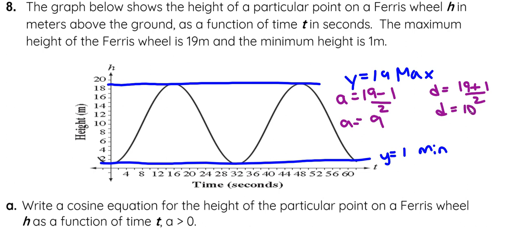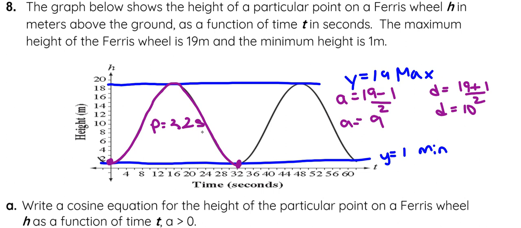Okay, let's look at my B value. B is not the period, but it's related to the period. So let's look at how long it takes to go through one cycle. I get on at the bottom of the Ferris wheel, and I go up to the very top, and I come back down to the bottom, and I end my ride. So that is one full cycle. It looks like the period is from 0 to 32. So the period is 32 seconds.